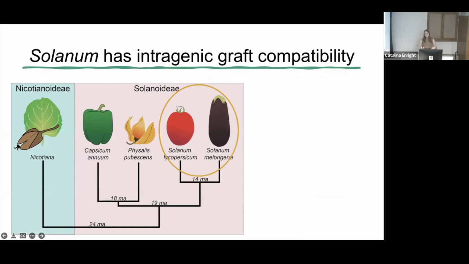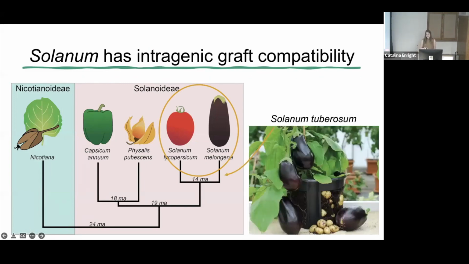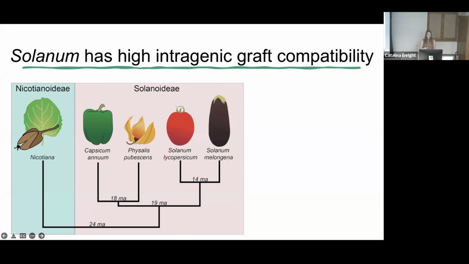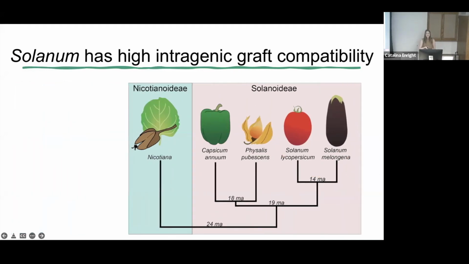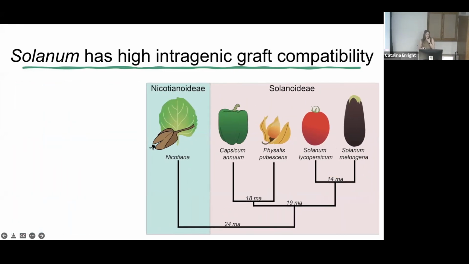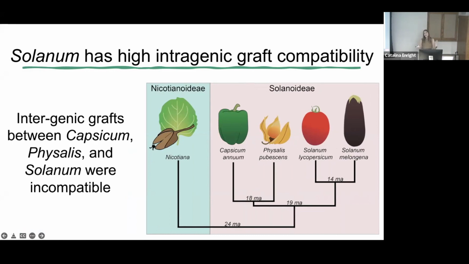So we were able to show that tomato and eggplant, which are both members of Solanum, are intragenically graft compatible. And if you'll recall, potato is also compatible with tomato and eggplant, which is another member of Solanum. So Solanum seems to be very graft compatible. But all of the other genera in this experiment were not compatible with each other. So capsicum, physalis, and Solanum, I was unable to find any compatibility there.